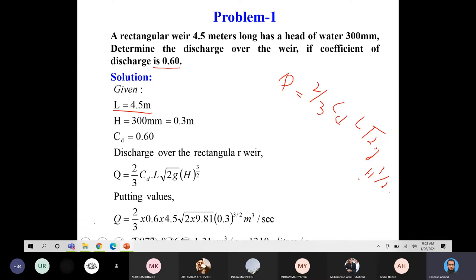So if a rectangular weir 4.5 meter long, so length is given, has a head of water which is 300 millimeter, H is also given. Determine the discharge. You just need to find the Q, as Cd is also provided, which is 0.6. So just put all the values in the formula of Q and you will be able to find the Q. It's very simple. It is all the same as that of the notch.